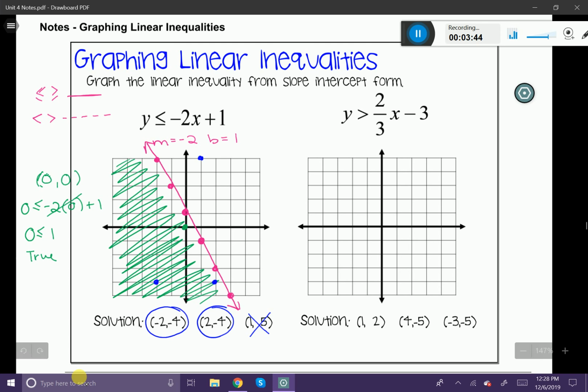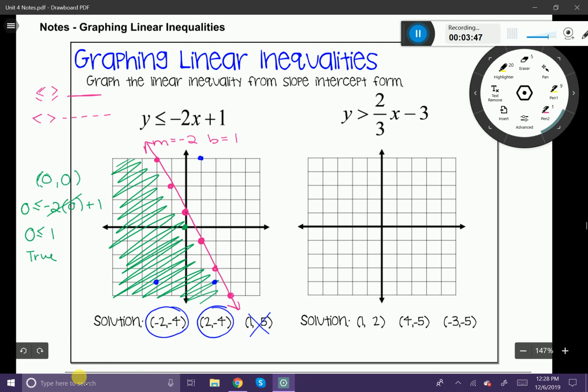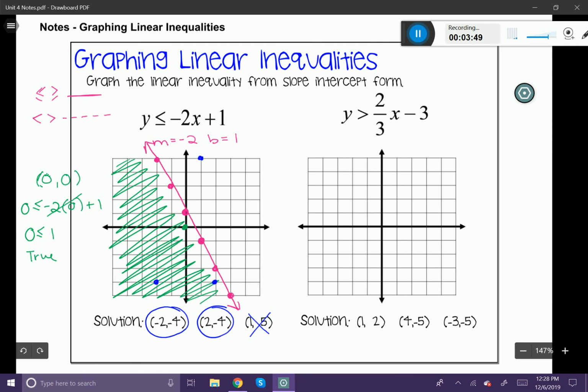Okay, let's try another one. Let's try the second one. y is greater than 2/3 x minus 3. You can see that our slope here is going to be 2/3 and our y-intercept is negative 3. So let's go ahead and graph accordingly.